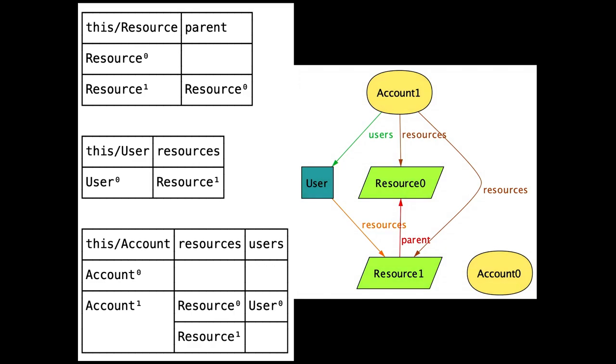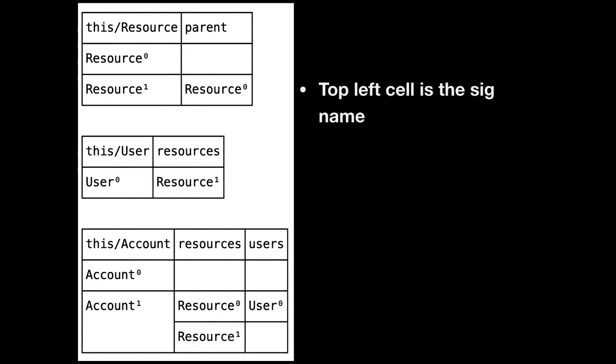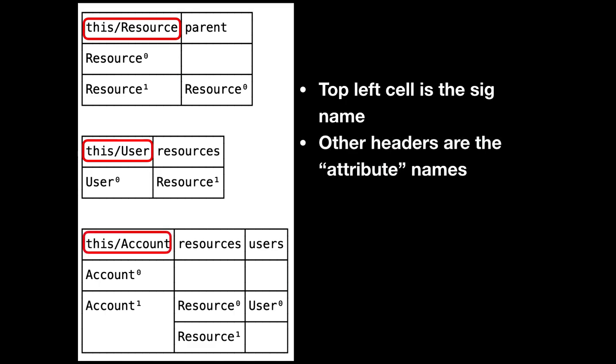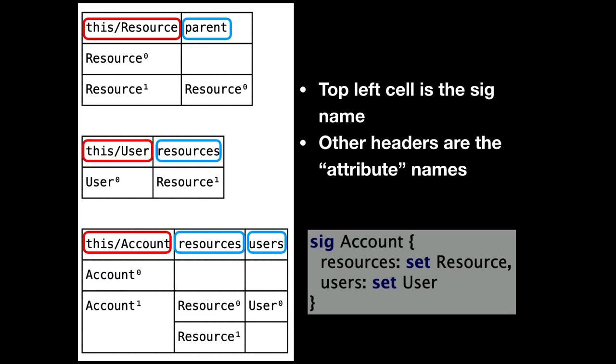Well, how? All right, so here they are side by side, just as a reminder. The top left of every table is the SIG name, or the type, or the class. So resource, user, and account. Those are the three SIGs that we defined. The other headers are the attributes for each of those SIGs. So parent, resources, and users. Right? These are the attributes that we defined near the beginning when we were building up the spec. As a reminder of what the account SIG looked like, minus the comments I had in there.